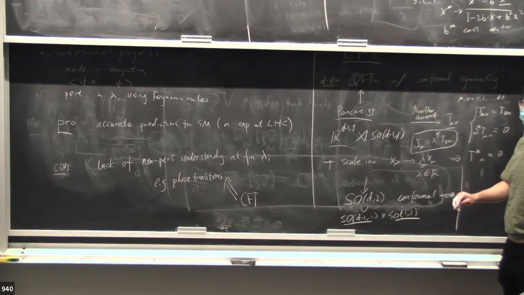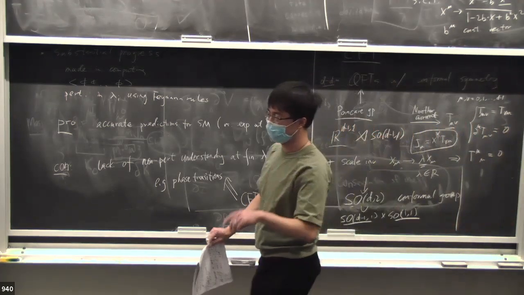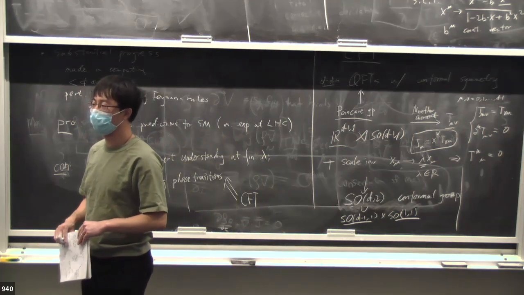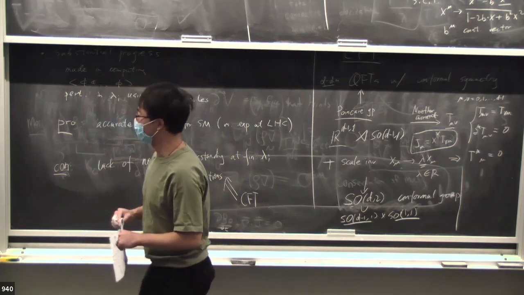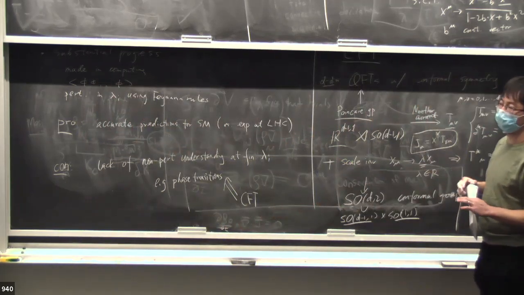Yeah, I mean, just because in statistical mechanics, you might have a system which you know is Poincaré invariant and scale invariant, but there's no particular reason to expect it to be unitary. That's right. So in those theories, the theory is just defined as a quantum field theory with conformal symmetry.